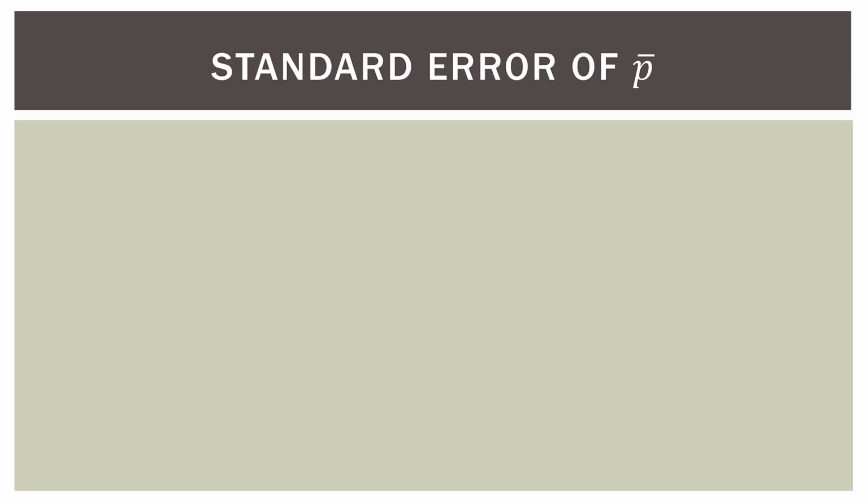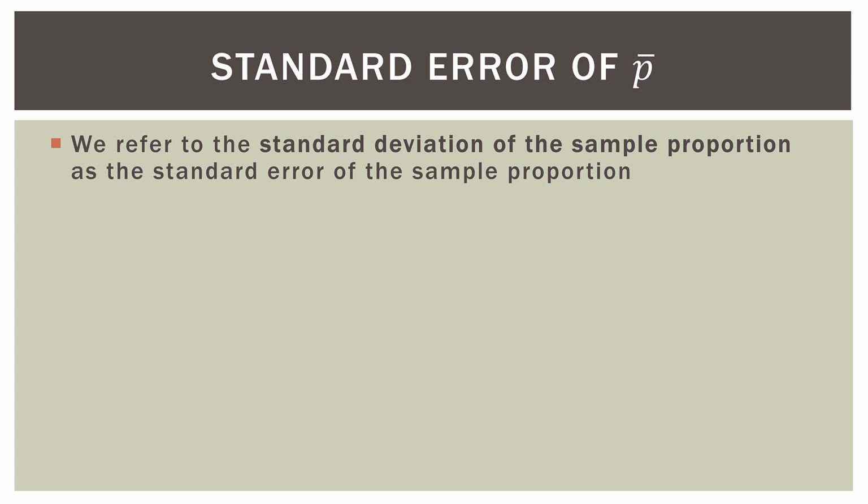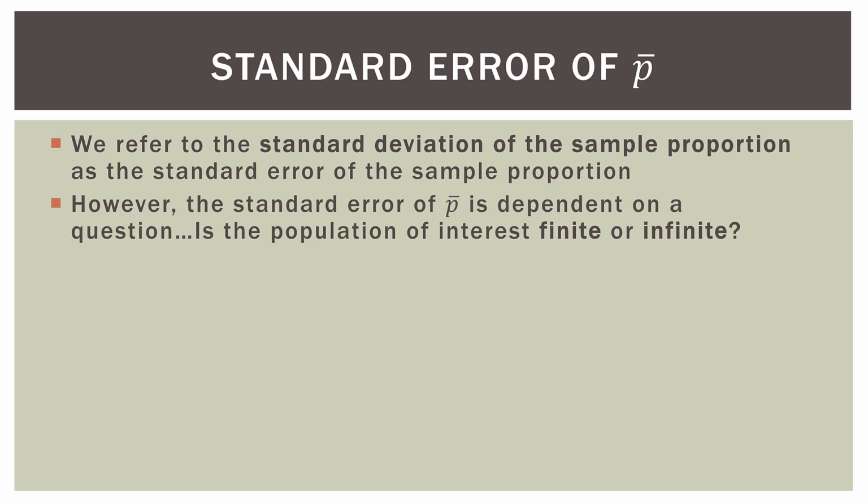If you remember from the previous videos, we talked about the sampling distribution for the mean. Now, any distribution like that is going to have its own standard deviation, and the name of that is called the standard error. So the standard error is the standard deviation of a sampling distribution, and that goes for sample means or sample proportions. So we refer to the standard deviation of the sample proportion as the standard error of the sample proportion. However, the standard error of p bar, our sample proportion, is dependent on a question, and this is unique to sample proportions, not sample means.